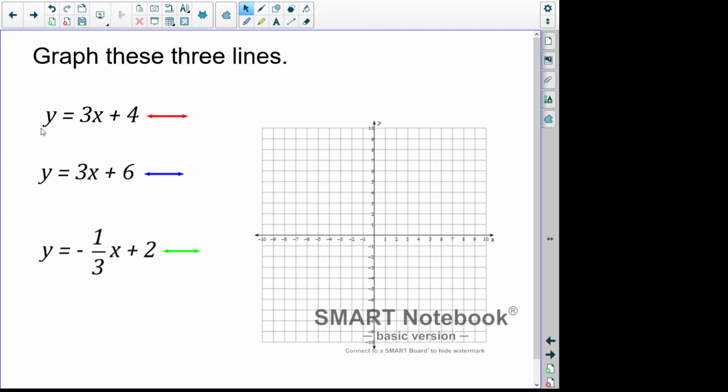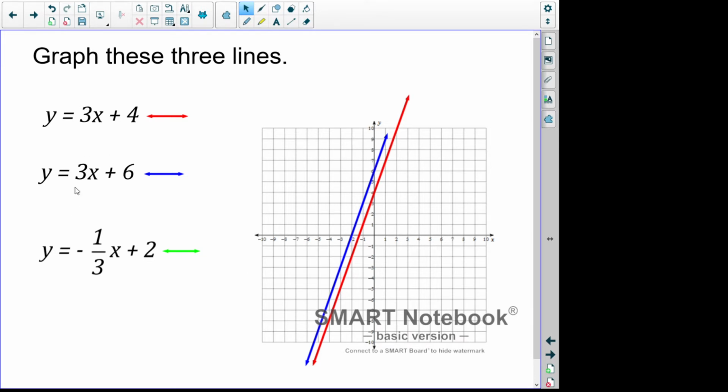So if I graphed this line, y equals 3x plus 4, it would cross through 4 on the y-axis, our y-intercept, and have a positive slope. It would go up 3, 1, 2, 3, and over 1. So it would have a slope of rise of 3 and a run of 1. If we graph this line here, y equals 3x plus 6, it would start at 6, and it would also go up 3 and over 1.